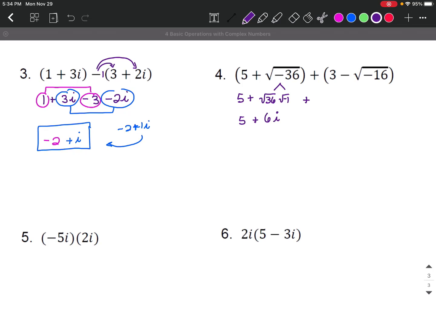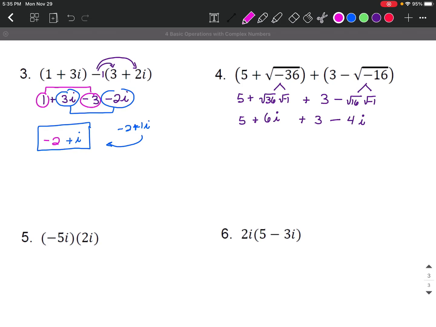Now, I have plus 3 minus, how am I going to break this one up? I know the square root of 16, I know the square root of negative 1. Bringing down my plus 3. Minus, the square root of 16 is 4, and the square root of negative 1 is i.